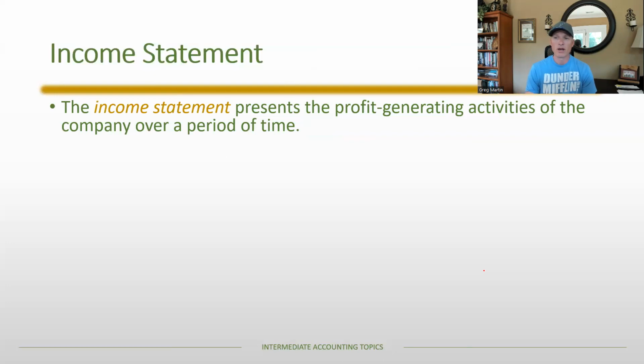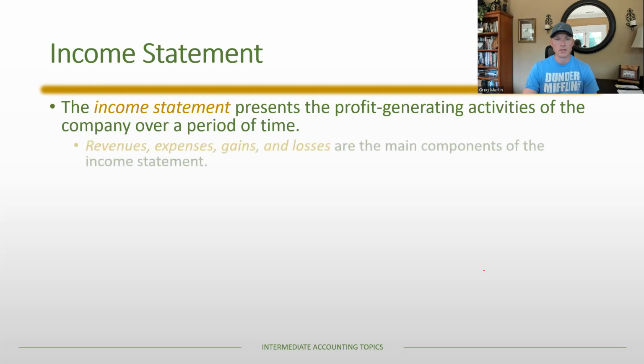And so revenue captures the economic increases from our operating activities. And then expenses measure how we consume resources in order to generate those profits. And so the income statement captures that over a period of time. In this case, it'll be just the month of January. And so the 4 types of accounts you're going to see on an income statement are revenues, expenses, gains, and losses.